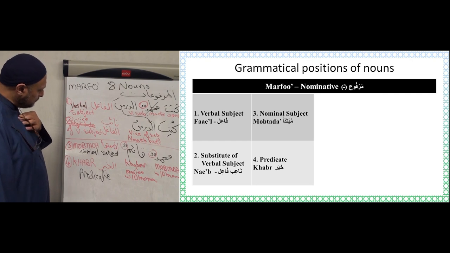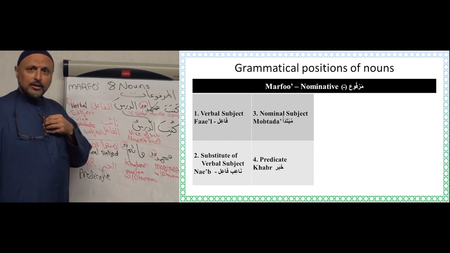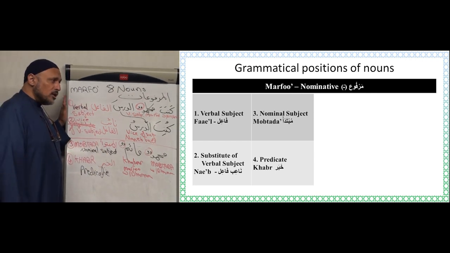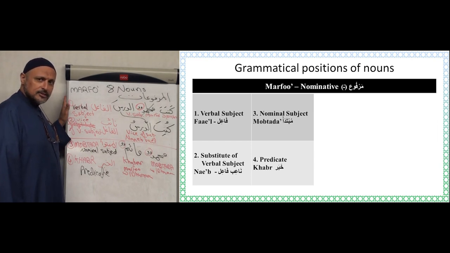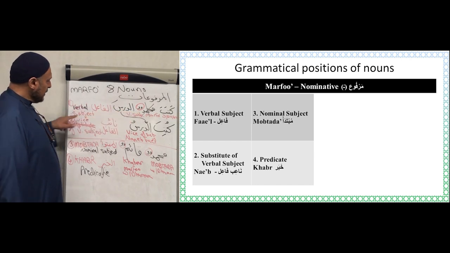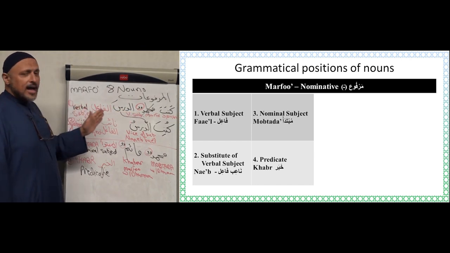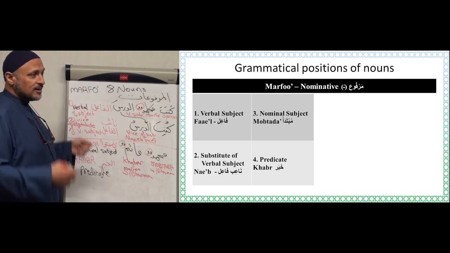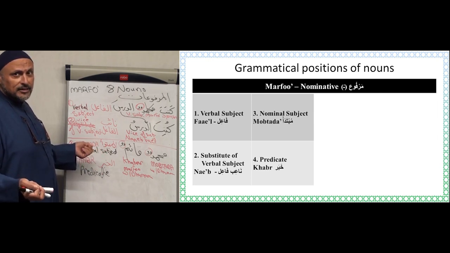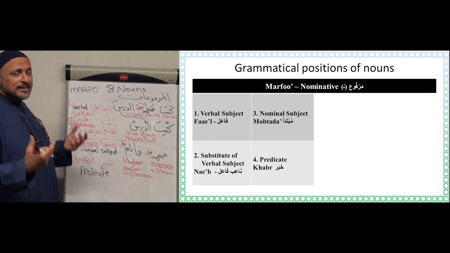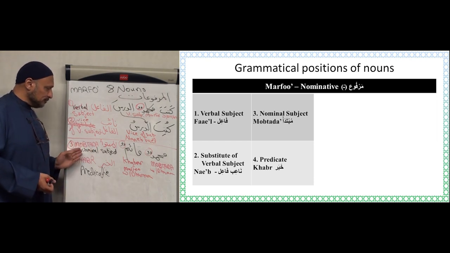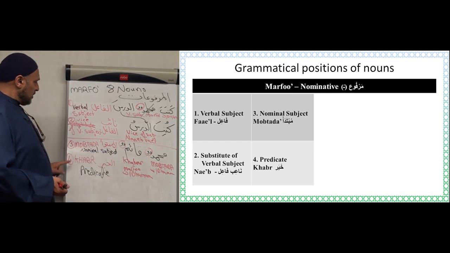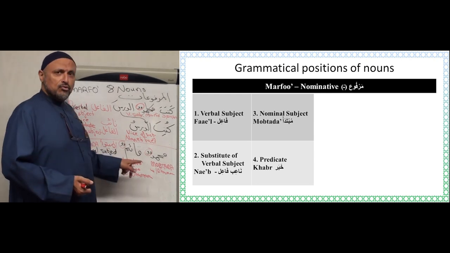So now we have, alhamdulillah, four marfu'at done. Are you guys with me? Marfu' number one was fa'il, verbal subject, marfu' with the dhamma. Marfu' number two was na'ib fa'il, vice of the subject. It kicks the subject out, takes its place, takes its crown, but still the meaning is object meaning. But it takes the place, position. And then we have nominal subject, mubtada, marfu' with the dhamma. Khabar, predicate, marfu' with the dhamma.